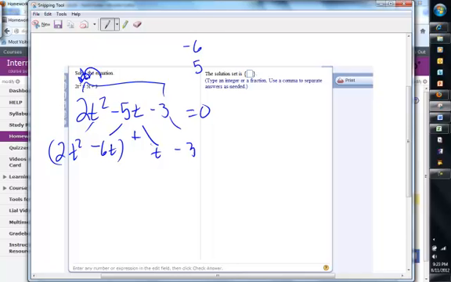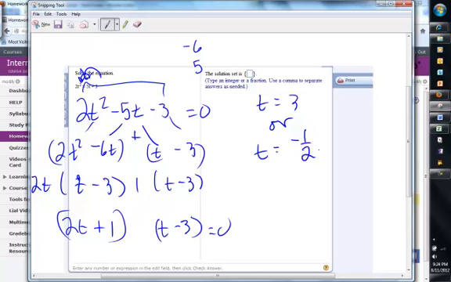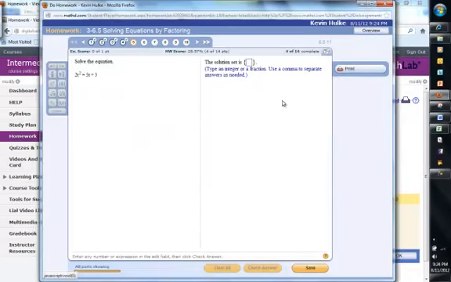We're going to factor by grouping. Factor out a 2t, and we're left with t minus 3. Factor out a 1, and we're left with t minus 3. So our factored form is 2t plus 1, t minus 3, equals 0, which means t is 3, or t is negative 1/2. 3, negative 1/2.